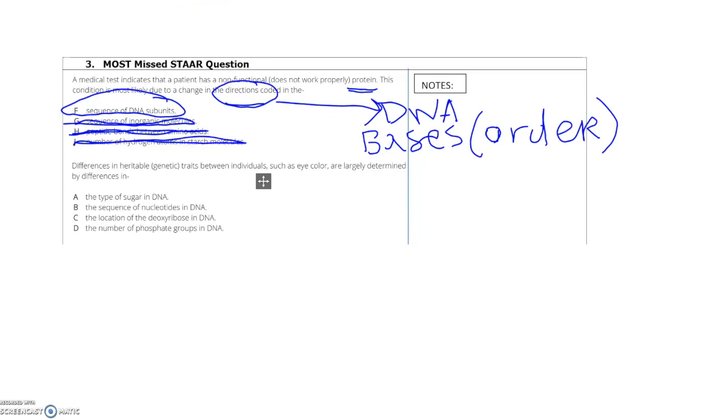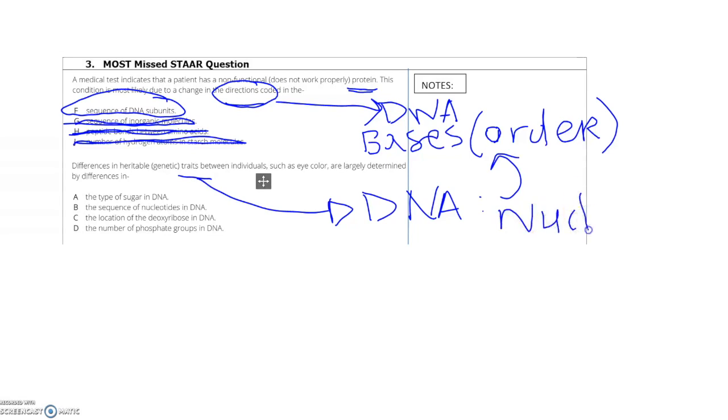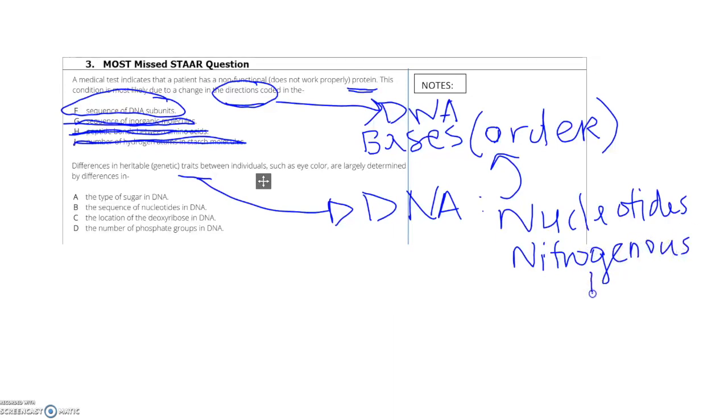Number 2, differences in heritable genetic traits between individuals, such as eye color, are largely determined by. So everyone, traits are determined by your DNA. And specifically, it's the order of those bases. And remember, another name for bases is going to be nucleotides and nitrogenous bases. Again, nitrogenous bases. Sorry for my handwriting.